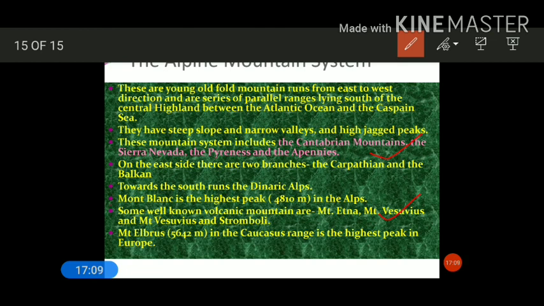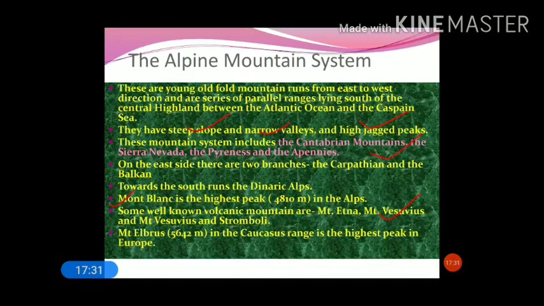At least this one, Mont Blanc, is the highest peak in the Alps. The rest are not that important, but at least you need to know the features of the Alpine mountain system. They have narrow valleys, steep slopes, and high jagged peaks. So this is all about the physical features of Europe.